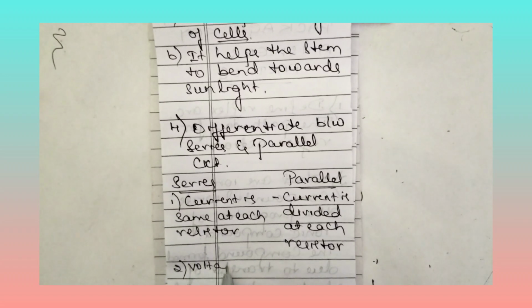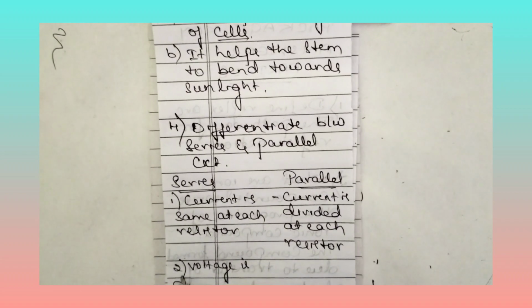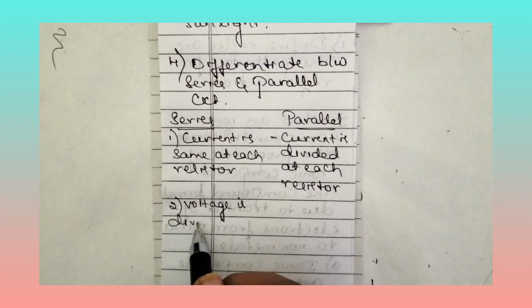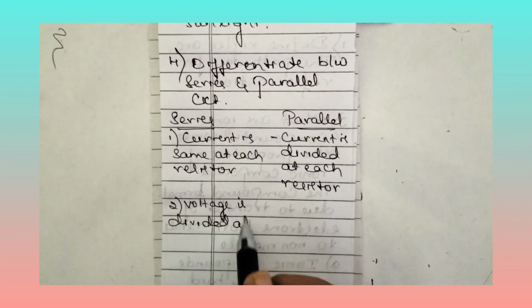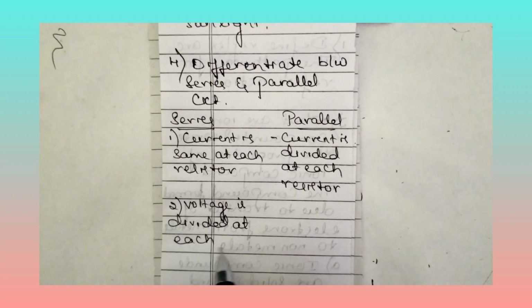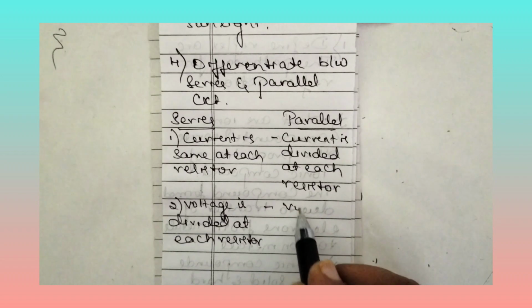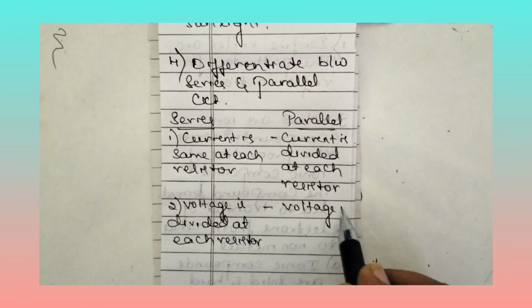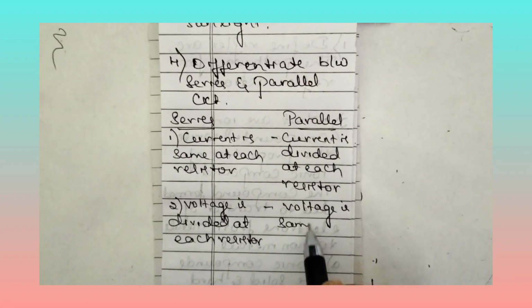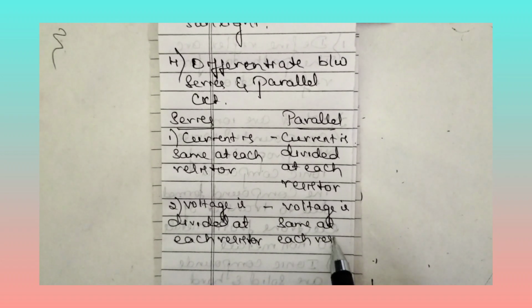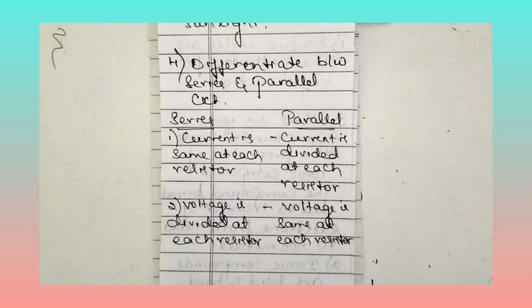Second difference, in series circuit voltage is divided at each resistor. ಈ ಕಡೆ ಬರೋಣ, in parallel circuit voltage is same at each resistor. So this is the second difference between series circuit and parallel circuit.